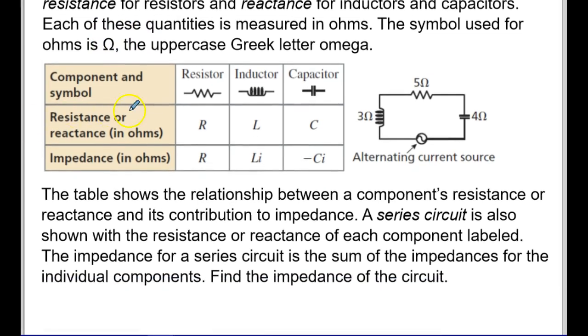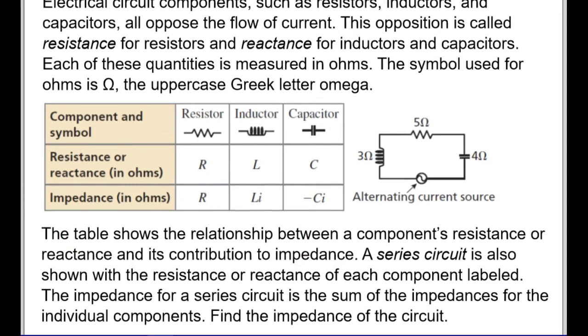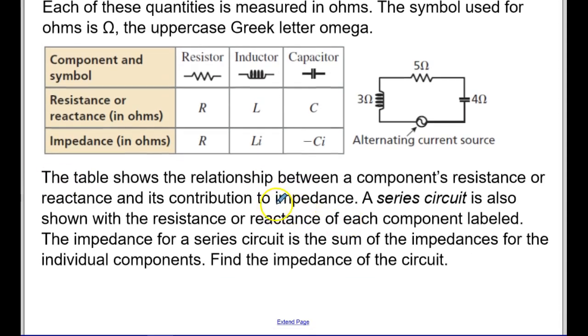Okay, so now here we've got our little table of what we're looking at and our picture. So this table shows the relationship between a component's resistance or reactance and its contribution to impedance. This is the, right, it slows it down. That's what we're talking about. It opposes the flow of current, so it slows it down. That's what impedance is. So a series circuit, which we have here, is also shown with the resistance or reactance of each component labeled. So the impedance is the sum, so there's a math word that I know we're going to need to use here, so I'm adding, of the impedances for the individual components.